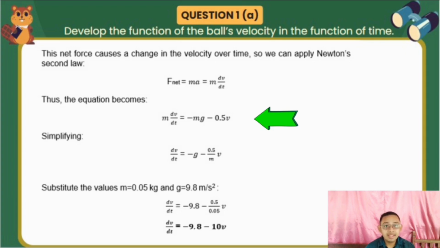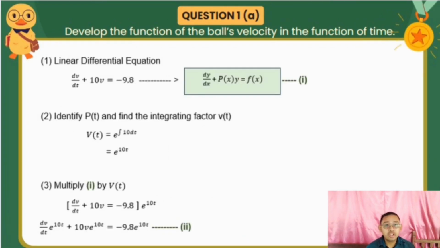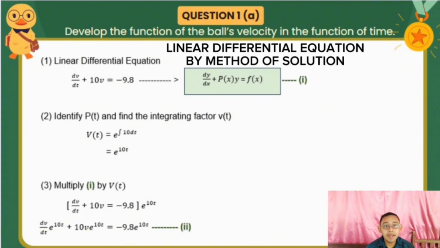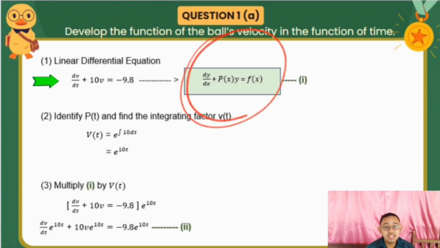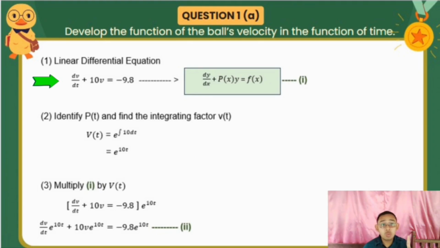We simplify it and substitute the values we know before, and we get dv/dt equals negative 9.8 minus 10v. Now, to find the function, we use the linear differential equation method of solution. There are 5 steps. First, rearrange it until it matches the formula dv/dt plus 10v equals negative 9.8. Let's call this equation 1.